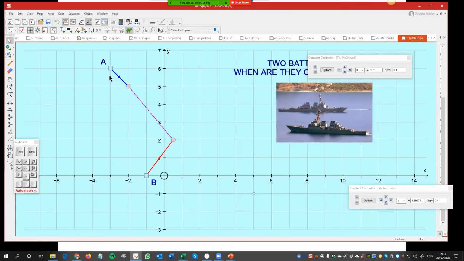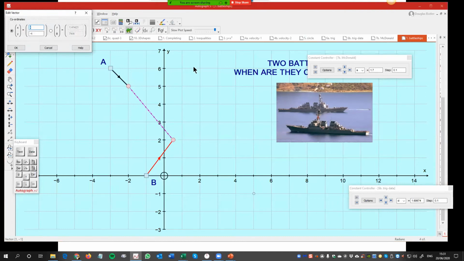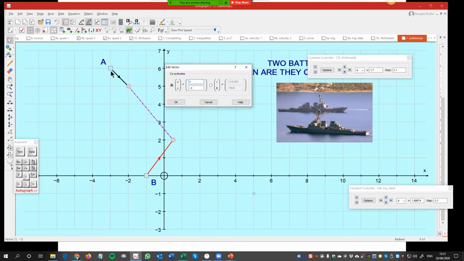Here they are, and we've got battleship A, and it's going at a speed of 1 unit to the right and 1 unit down. Battleship B is going at 1.5 to the right and 2 up. Now, it's a basic principle which we've already discussed, that the displacement, the distance traveled, is equal to the velocity times time. So if that's the case, all we need to do is take this vector, double click, and here it is, and multiply each one.